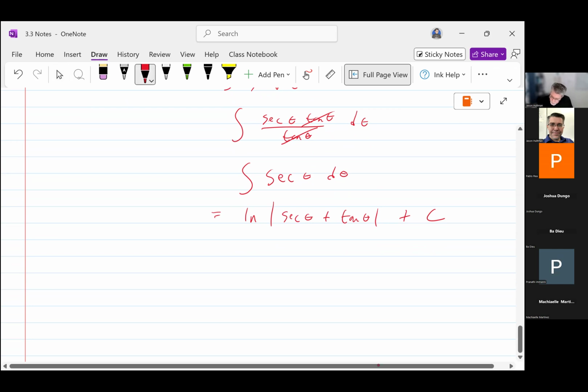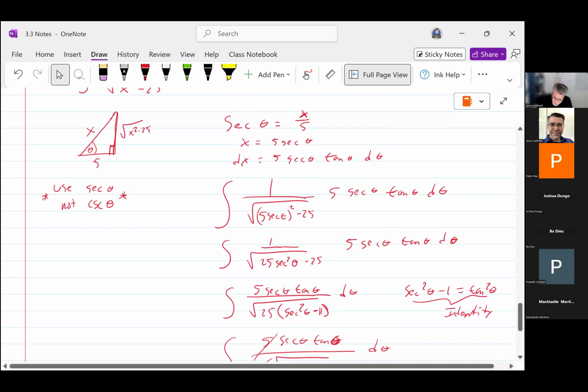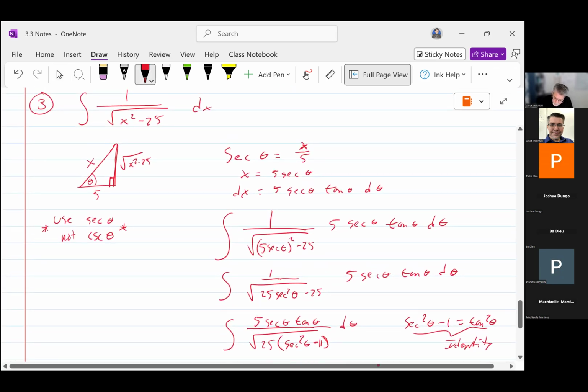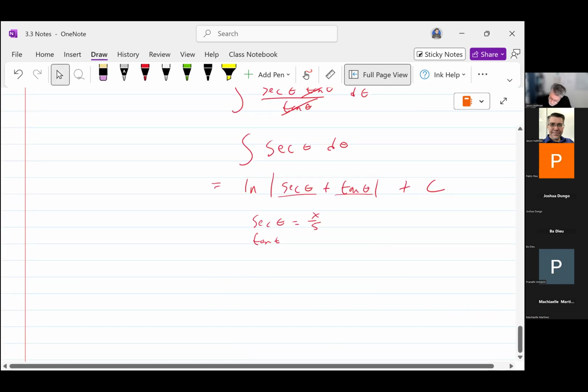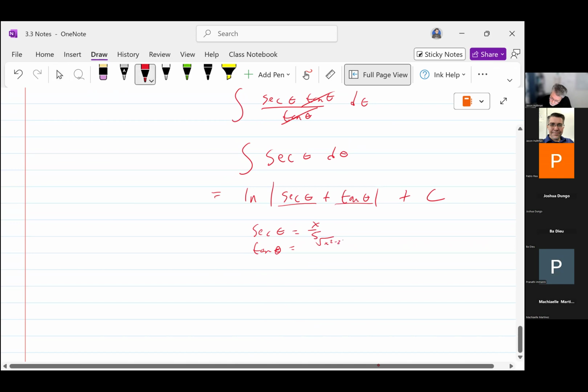But we can't stop there. We need to now go back and say, what is secant theta and what is tangent theta in these terms? Well, secant theta was x over 5. Tangent theta, looking at our triangle, all the way back to our triangle, is opposite over adjacent, so that's the square root of x squared minus 25 over 5. So this is going to equal the natural log of x over 5 plus the square root of x squared minus 25 over 5, plus c.